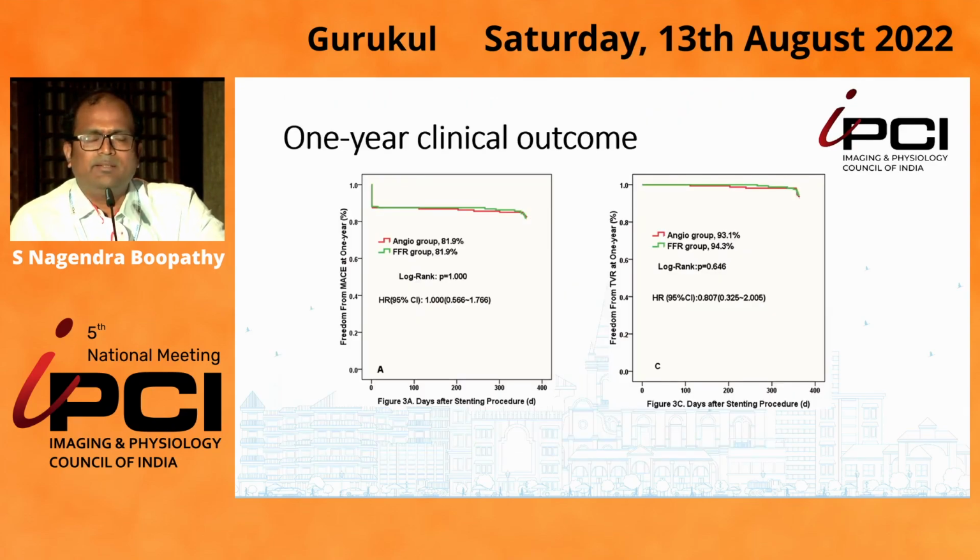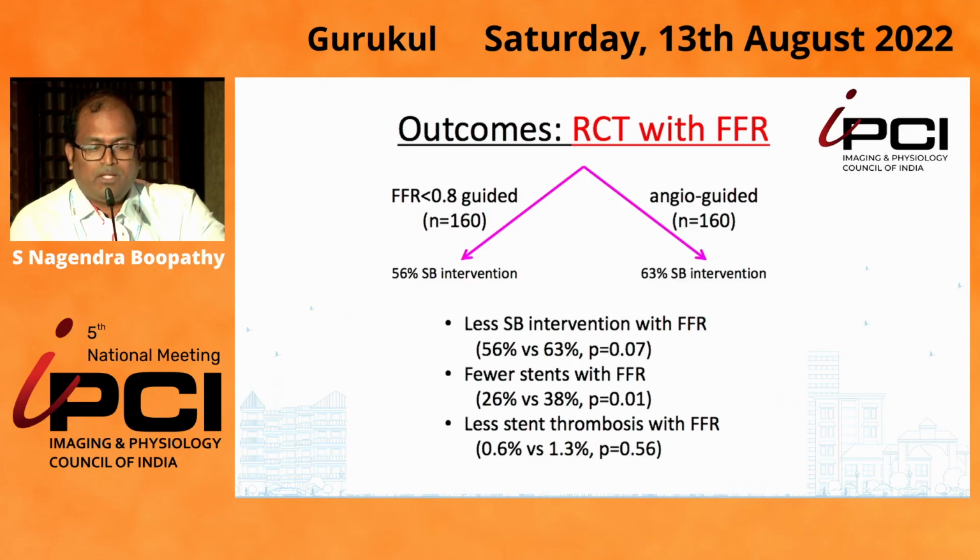They found that the 1-year clinical outcome was not significant between both arms. This is the primary outcome of the study. The rest of the findings, whatever I'm going to tell, are only hypothesis generating, that is, they are not powered. In the hypothesis generating part, they found that there's no difference between side branch interventions. However, the number of stents put in the side branch was significantly higher if you take angiographic guided therapy.